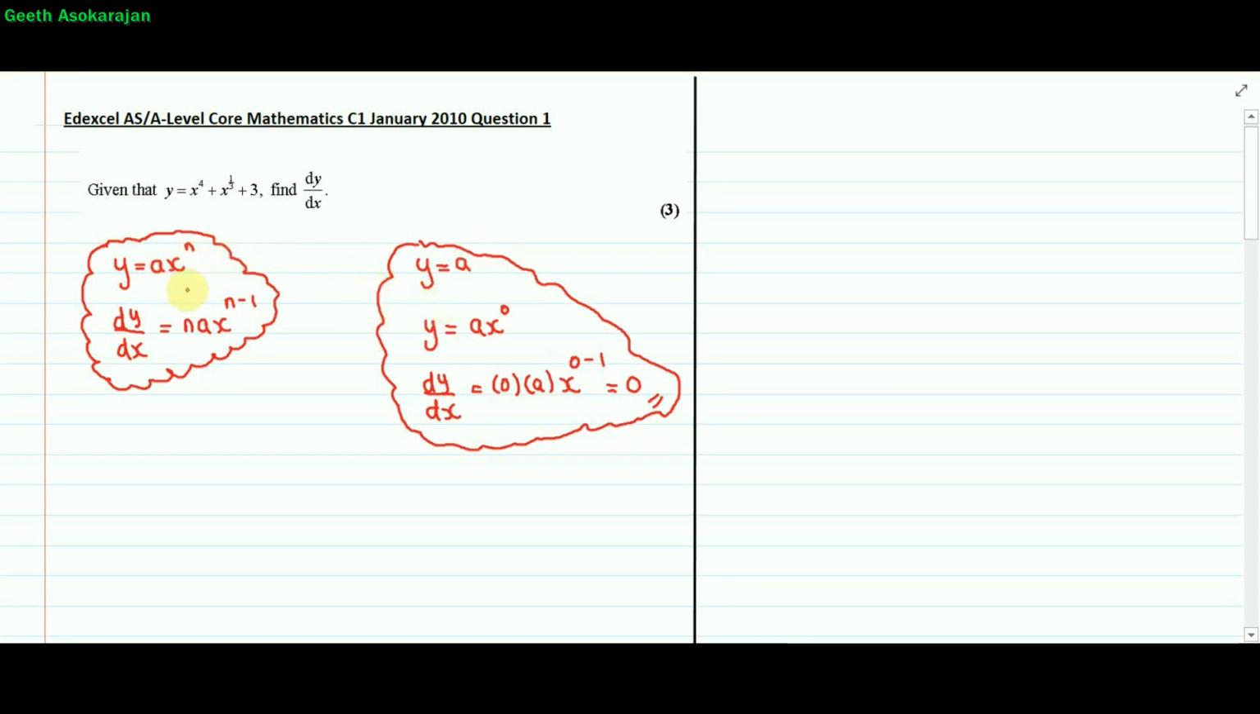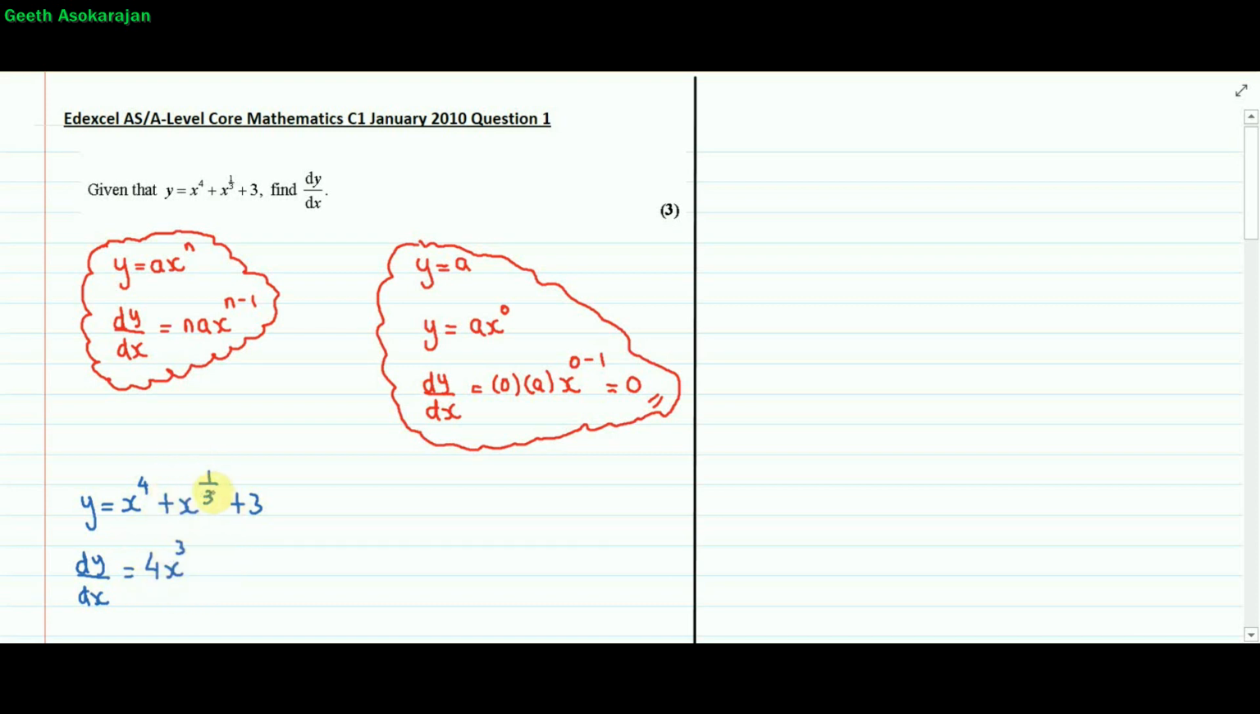So let's put these two things into practice to work out dy over dx for question number 1. So we have y, let me copy that down. y is x to the power 4 plus x to the power of 1 over 3 or thirds plus 3, and we need dy over dx, the derivative. So remember the idea: I have a term of the form ax to the power of n, so when I multiply by the power, 4 times the 1 in front is 4, and if I subtract 1 from the power, 4 minus 1 is 3. So 4x cubed for the first term.